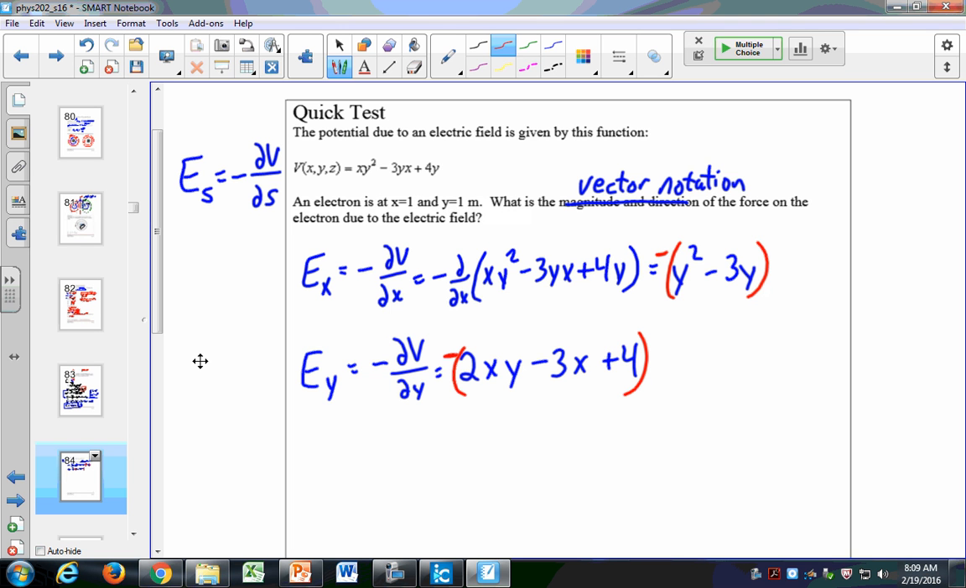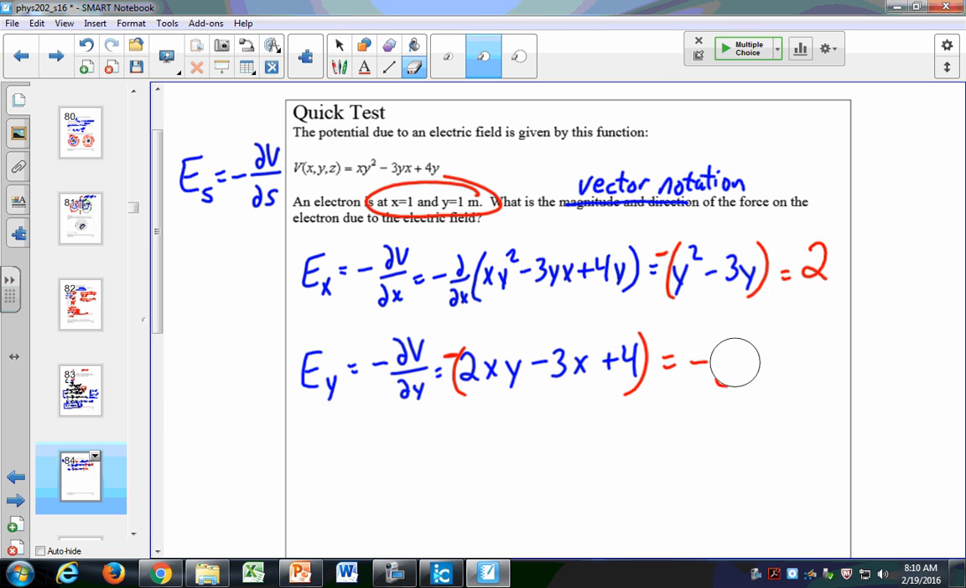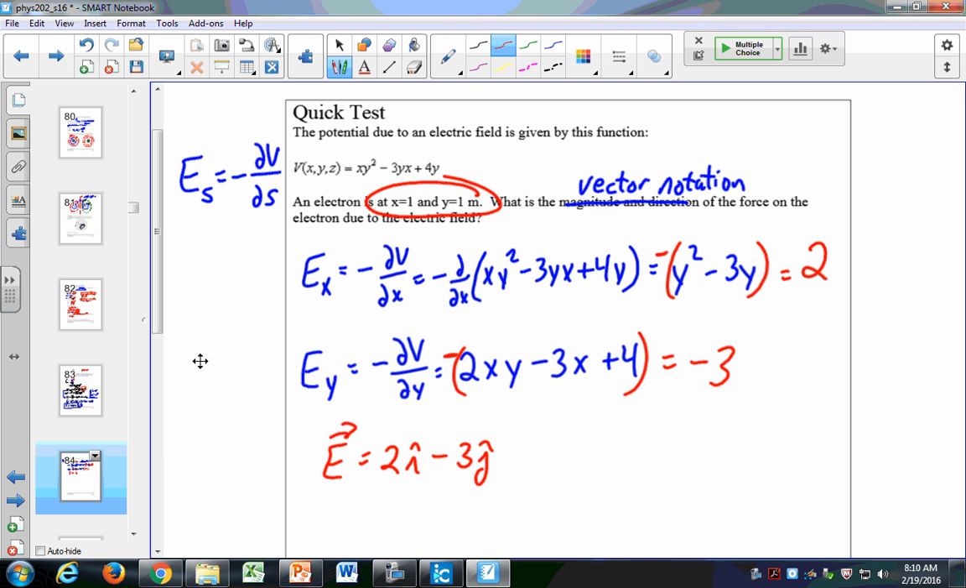Right. And then I can just put in my values for x equal 1 and y equal 1. So this is going to be negative of 1 minus 3, which is what? Positive 2. And then over here, I get negative 2 minus 3 plus 4. Negative 1 plus 4, so just negative 3. So at that point, x equal 1, y equal 1, the electric field is equal to 2I minus 3J. That's in newtons per coulomb or volts per meter.